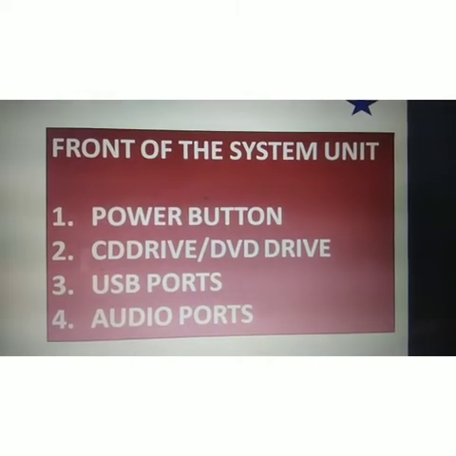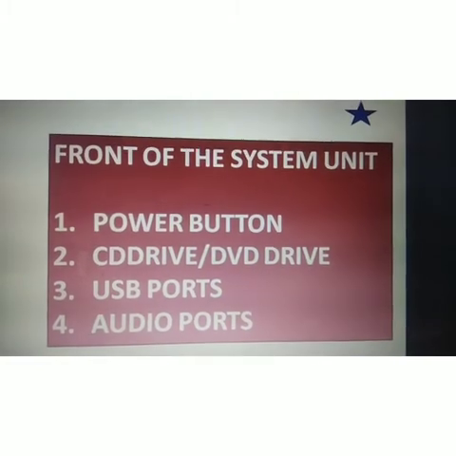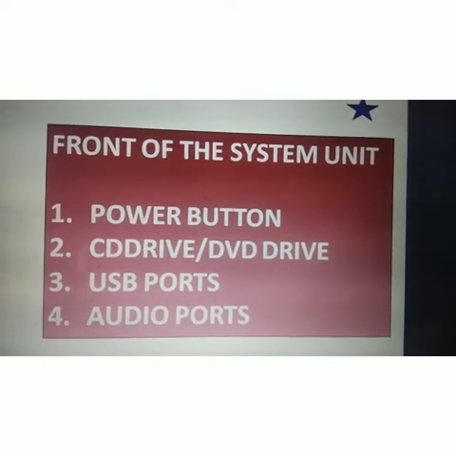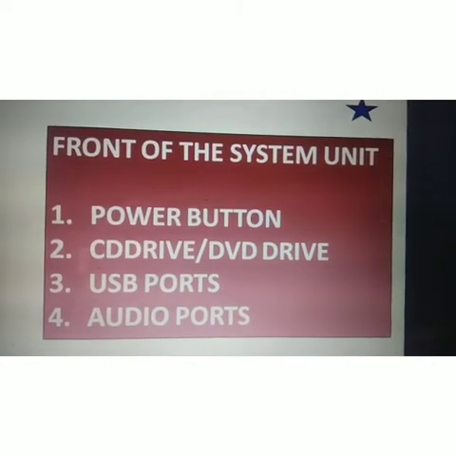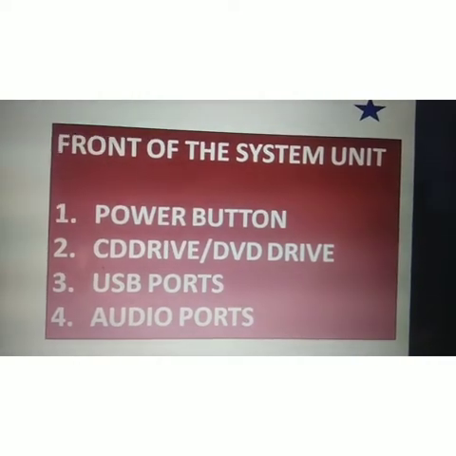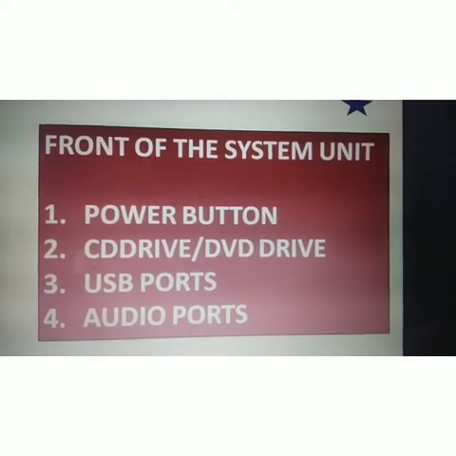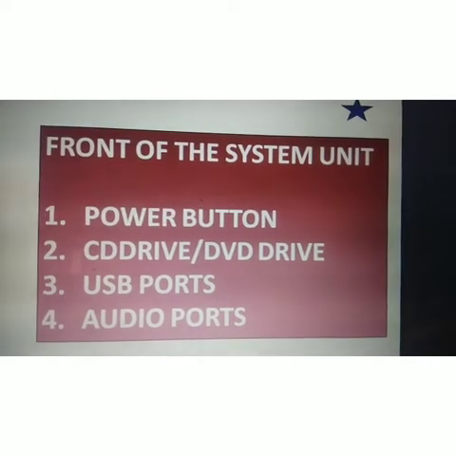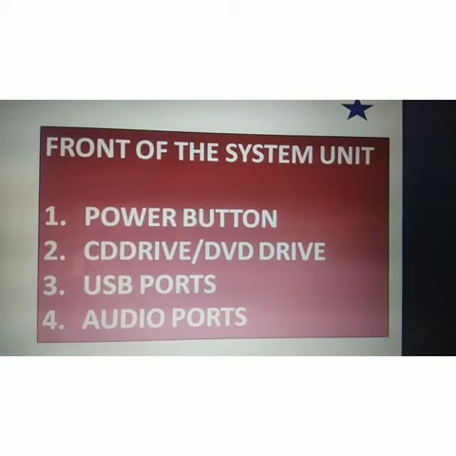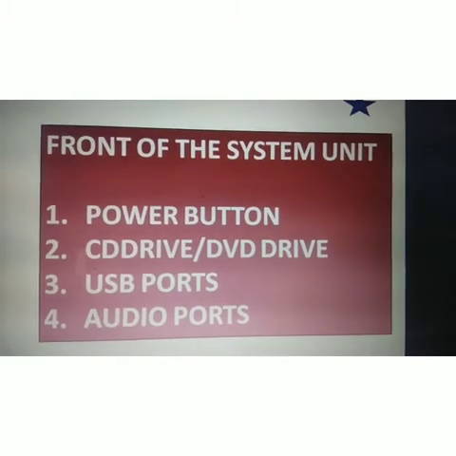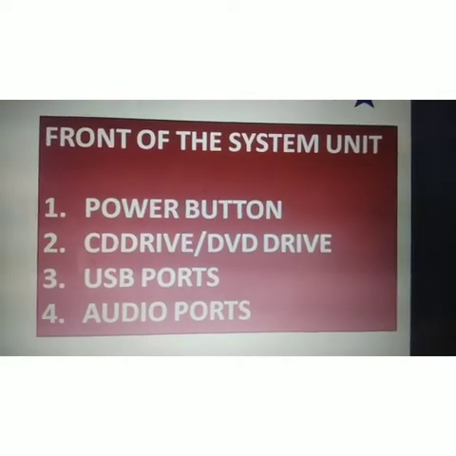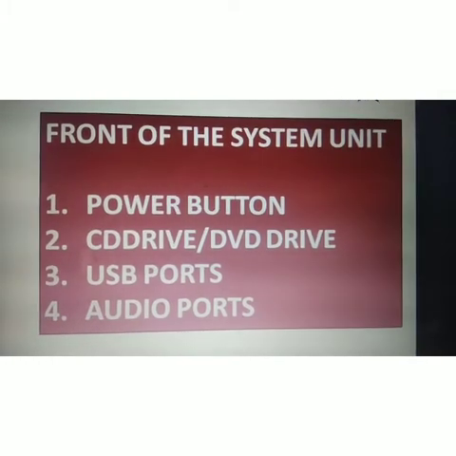On the front of the system unit you can see almost every day the CD drive and DVD drive button on the front side of a CPU, USB ports, audio ports, and the power button. All these are available on the front side of the CPU system unit. The main parts are: first, the power button; second, the CD drive and DVD drive; third, USB ports; and fourth, audio ports.